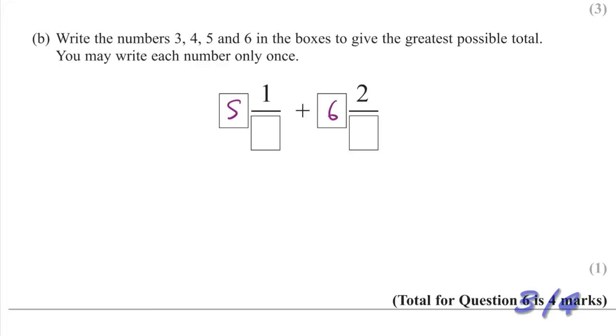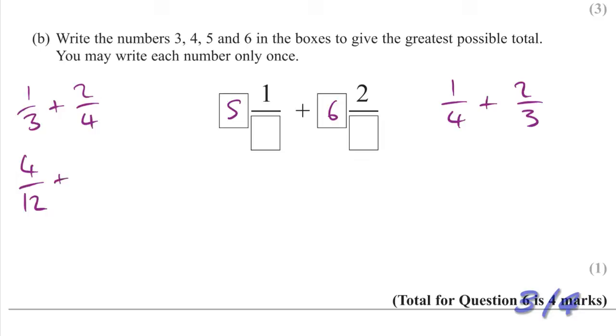The next part's a little bit trickier. We've got a 3 and a 4 left. We need to figure out, is a third plus 2/4 bigger, or is a quarter plus 2/3 bigger? Well, let's have a look. When we add fractions, we need to make a common denominator. Easiest common denominator to make here is 12, so we're going to multiply the third top and bottom by 4, giving us 4/12. And for the 2/4, we're going to multiply top and bottom by 3, 6/12.